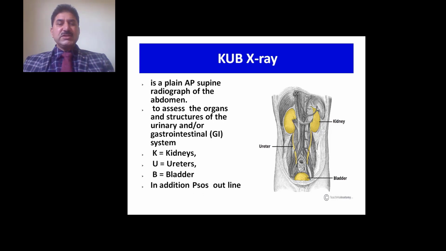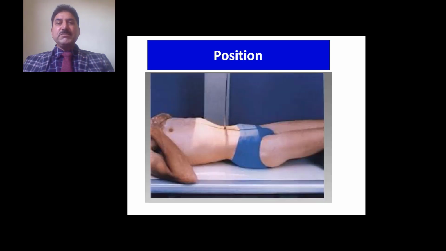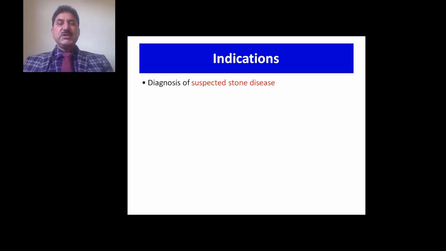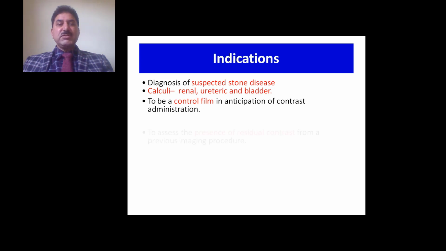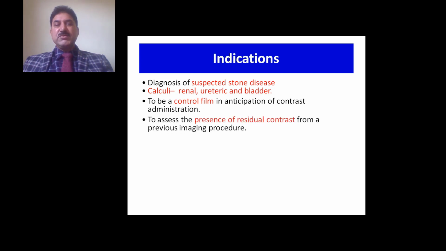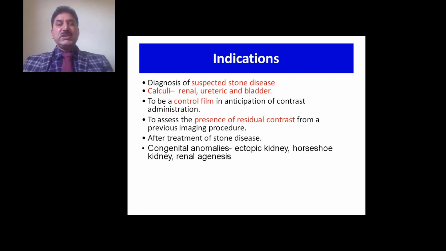In addition to these structures, we can also visualize the psoas shadow or outline in KUB. This X-ray is taken by keeping the patient in supine position. Indications for KUB are: it is used for diagnosis of suspected stone disease such as calculi, which may be renal, ureteric, or in the bladder; to be a control film in anticipation of contrast administration; to assess the presence of residual contrast from a previous imaging procedure; after treatment of stone disease to look for residual stones.